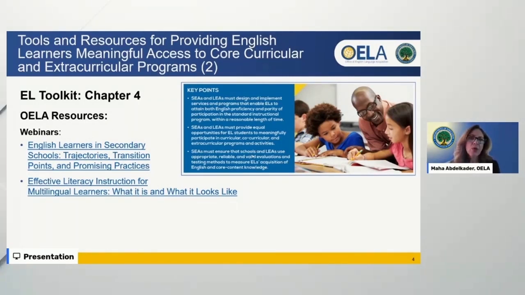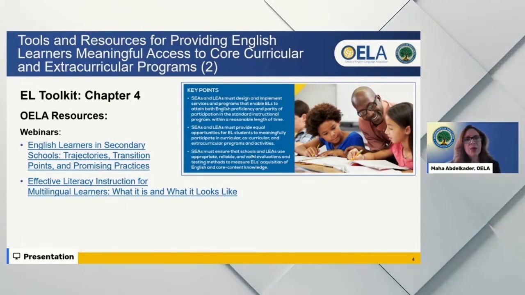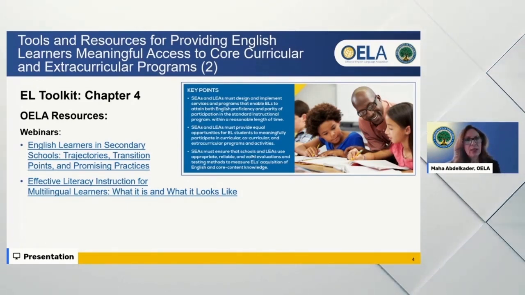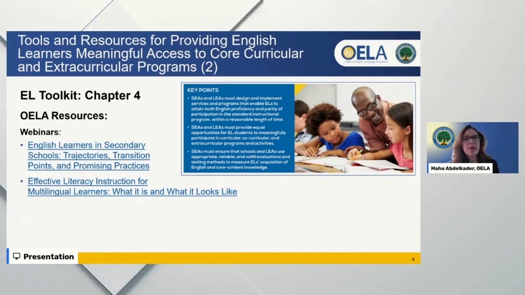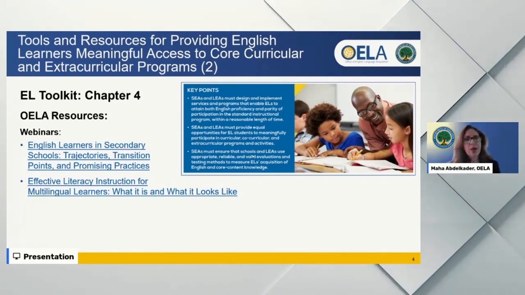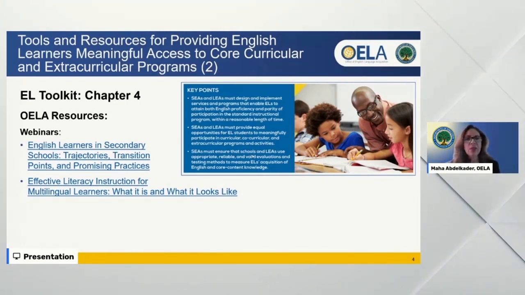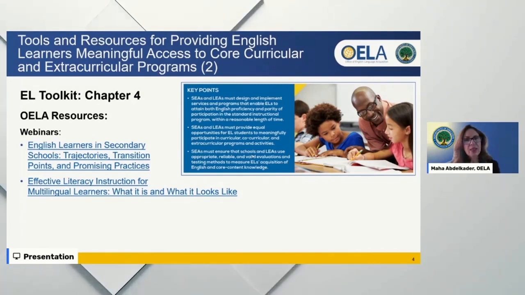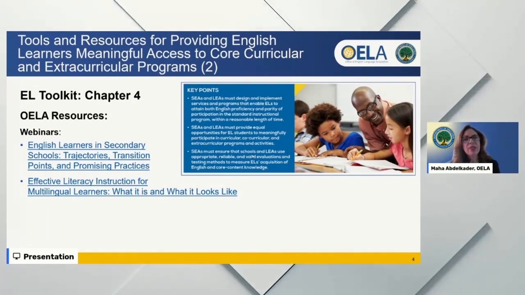Next is a webinar hosted in the fall of 2022 titled Effective Literacy Instruction for Multilingual Learners, What It Is and What It Looks Like. This webinar shared research resources on literacy development for multilingual learners. Presenters discussed best practices and leadership actions to promote effective literacy programs that honor the multilingual brain and leverage the linguistic and cultural assets of multilingual learners. You can access all these resources on this slide and the previous slide on the NCELA website and through the links presented here.